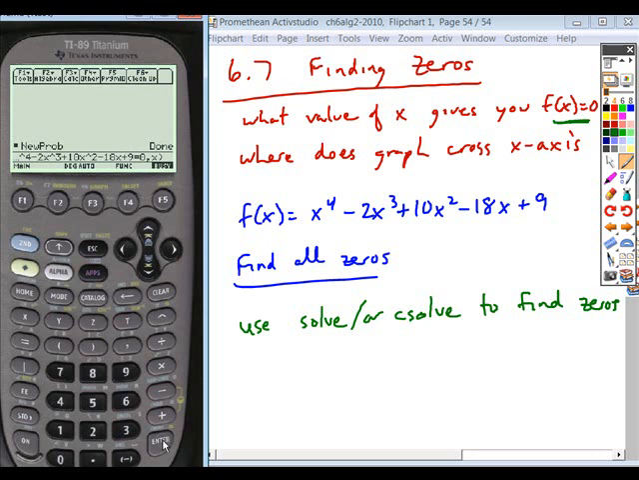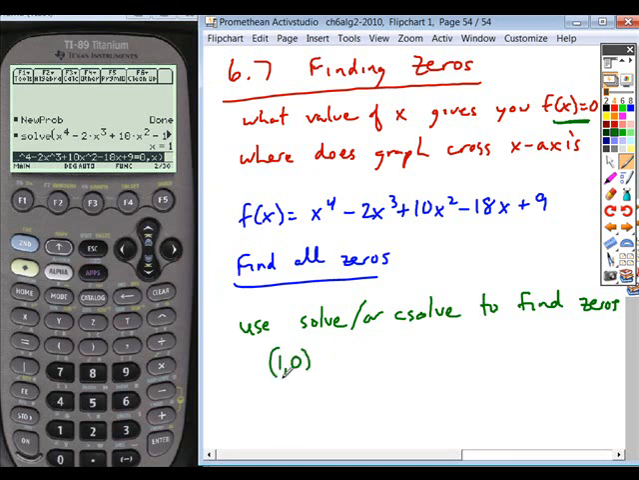And then when you hit enter, now we got 1, 0 here. So we know that one of our zeros is the point 1, 0, right? How many zeros are there going to be with this? There are 4 zeros. Again, sometimes the zeros might be repeated zeros. They might be imaginary or complex zeros, or they might be the real or rational zeros, whatever you're looking for. But check your power. If you don't get 4 zeros when you use solve, you may need to go back in and try it with C-solve.